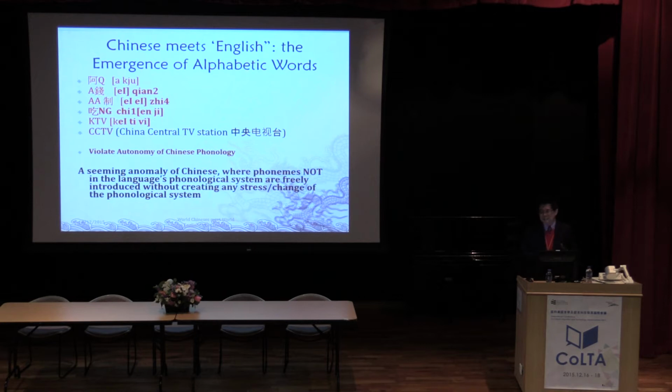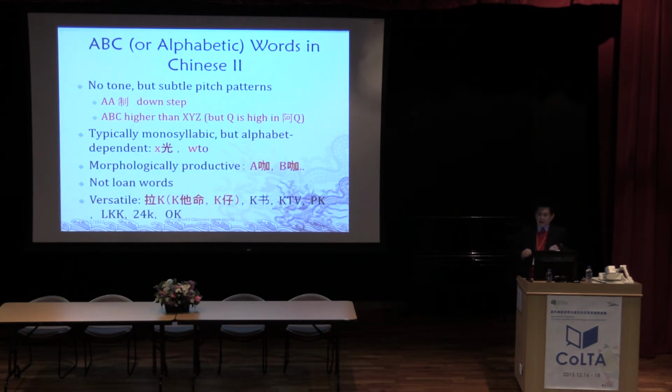It's part of the Chinese system now, and there's no other way to say it, right? And then CCTV, all these things you don't know how to say in Chinese. They violate the autonomy of Chinese morphology, okay? But there's something strange happening. I originally said there's no tone, but some phonetician told me there's something funny going on. A Z is not A Z, a little bit of downstep. And if you know ABC, it's a little bit higher than XYZ.